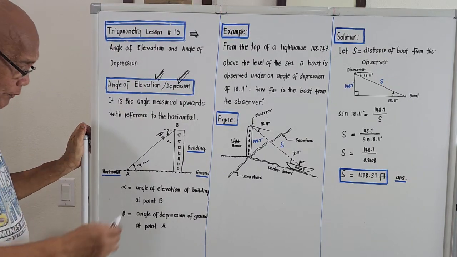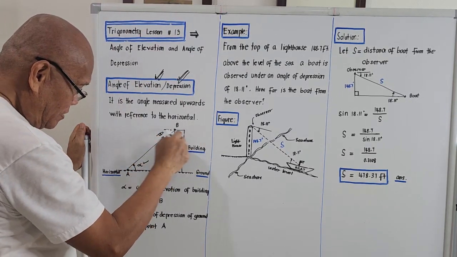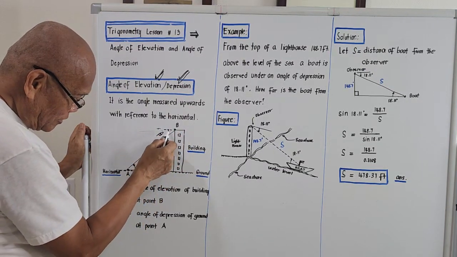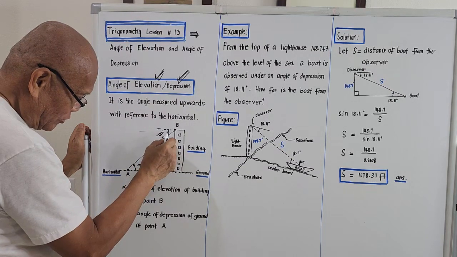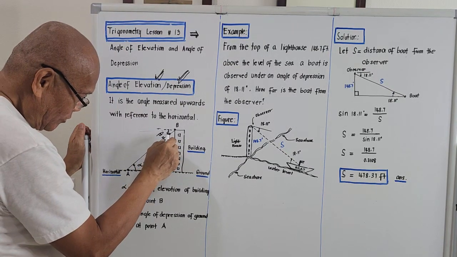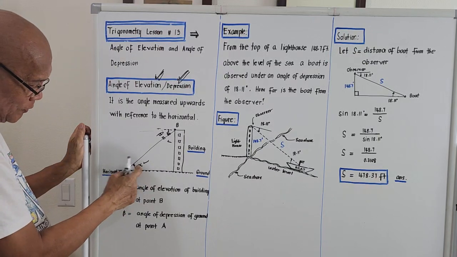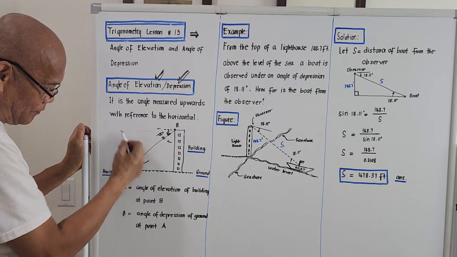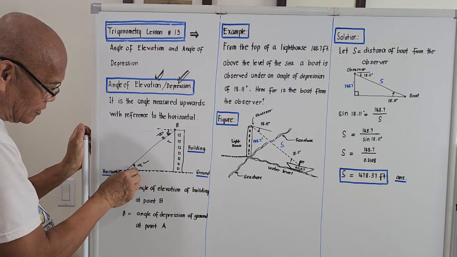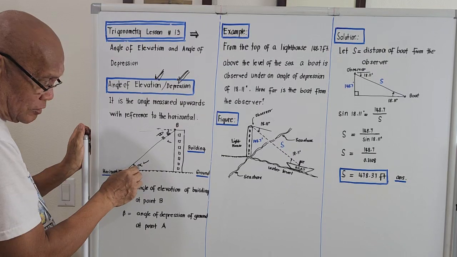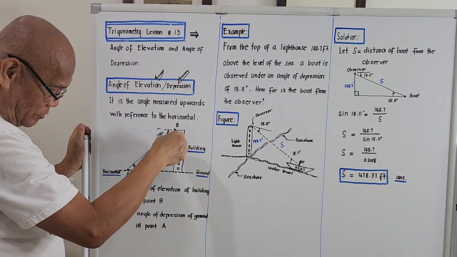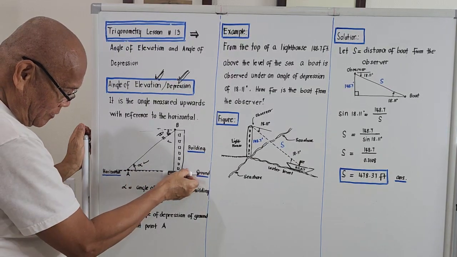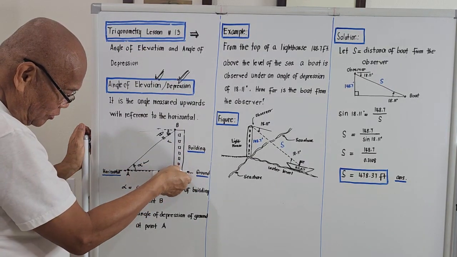Okay? This is a horizontal line, this dotted line here. So this angle beta is measured with respect to the horizontal going down. For the angle of elevation, it is measured with reference to the horizontal ground going up. That's why it is angle of elevation. So angle of depression, this is going down. Angle of elevation, this is going up with respect to the horizontal. This is horizontal, still horizontal.